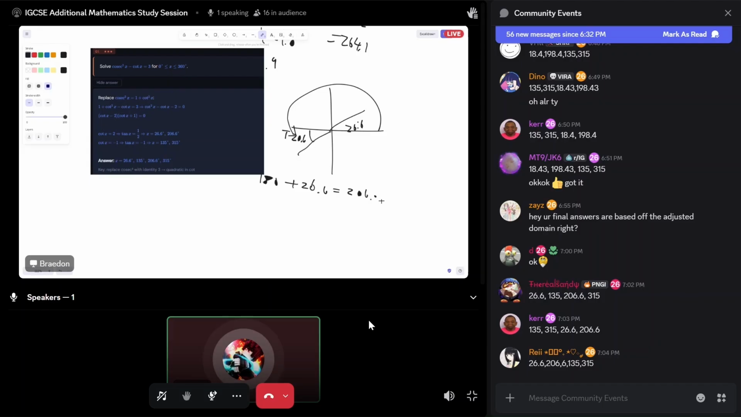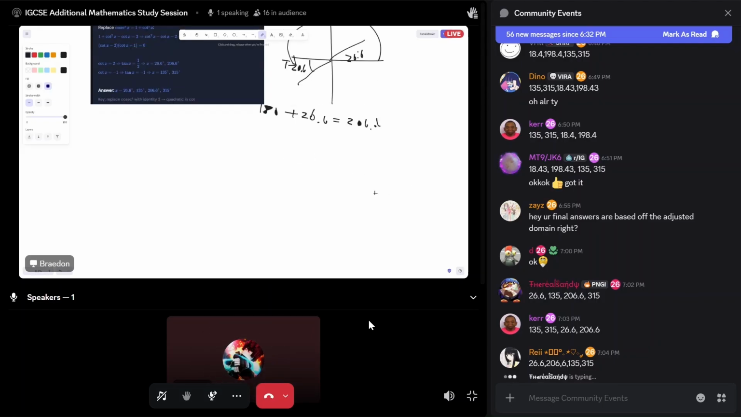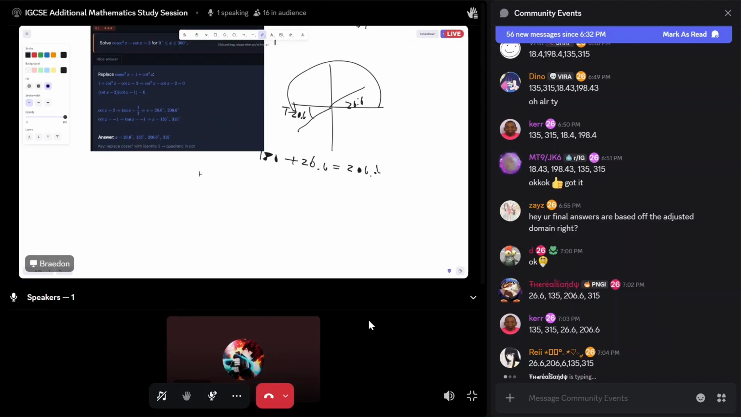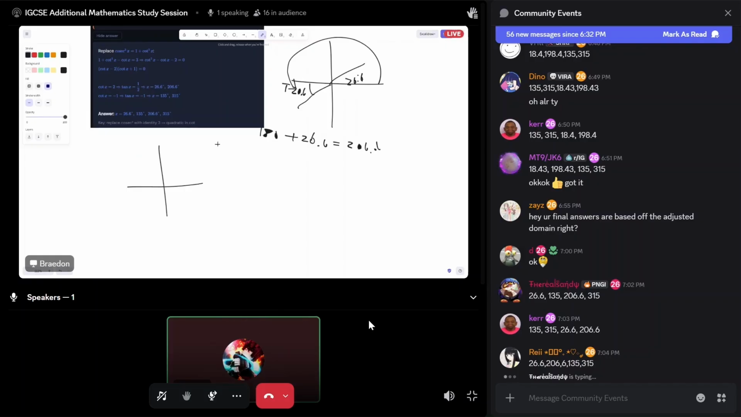Yeah, wait, I wrote here wrongly. 206.6. So that's the first one. If it's two different functions and you don't want to confuse yourself, you can just draw another ASTC in your paper. It doesn't take that much time.